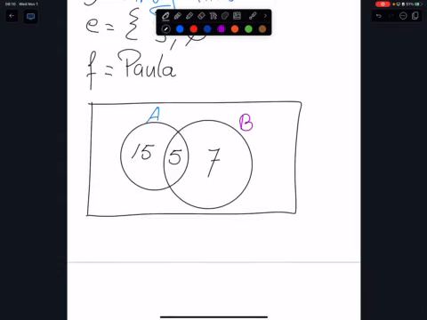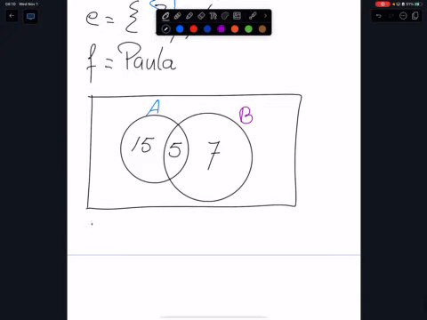So when dealing with these types of sets, you will notice they will write, for example, something like this: n(A). What is n(A)? The number of elements in that set. So n(A) equals 15. That's how it will be written. n(A) is 15.